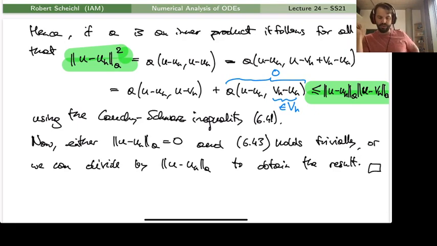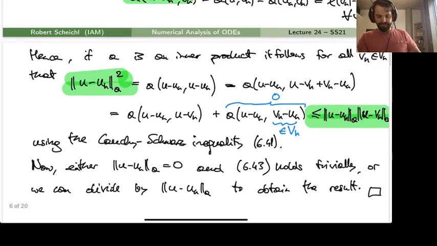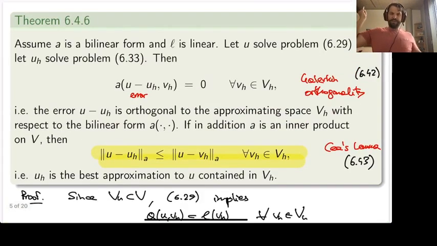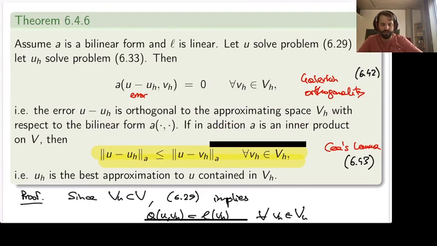Okay, so what have we proved? We have proved that if we have a bilinear form, then for the weak form and the approximate weak form, the error between their solutions is orthogonal to the subspace in which we're solving the approximate weak form, and if the bilinear form A is in fact an inner product, we have best approximation in the A norm.